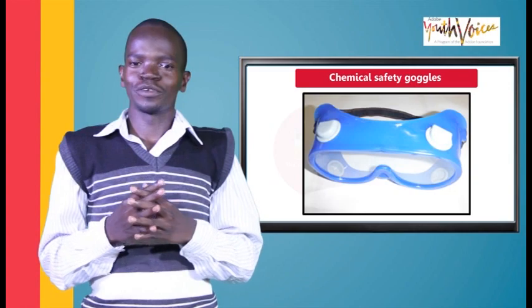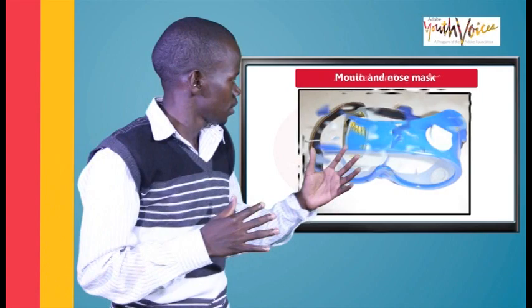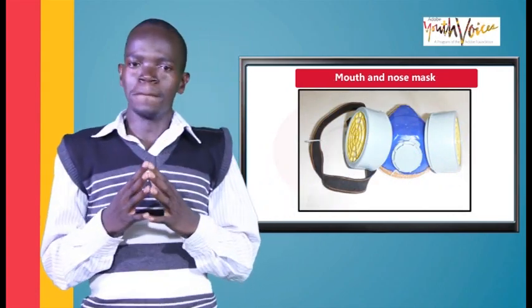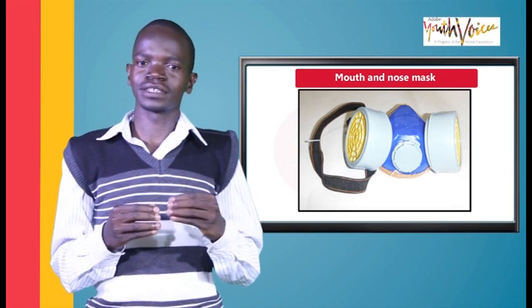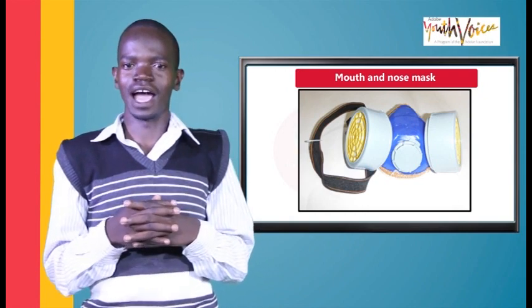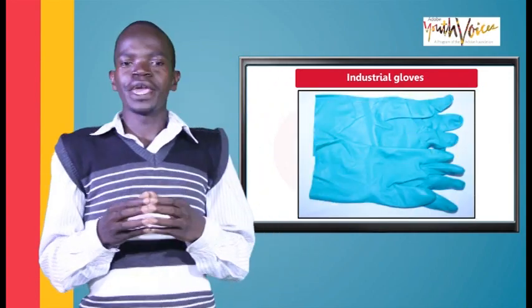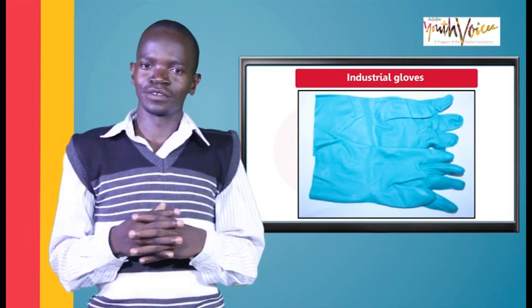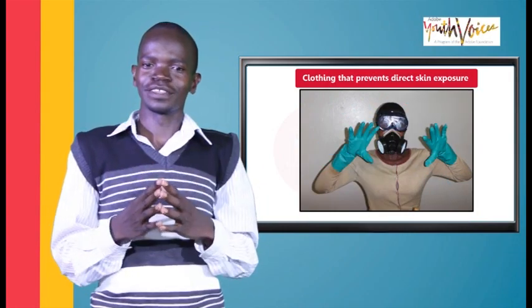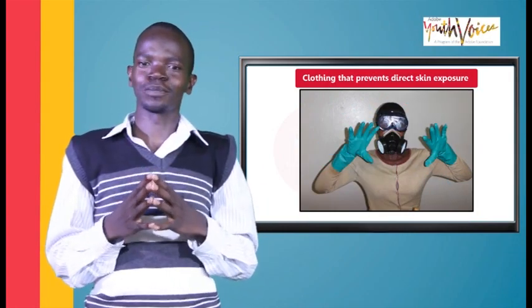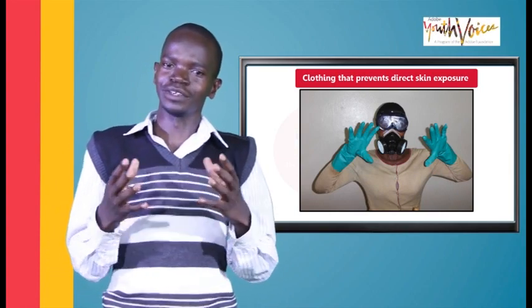Wear chemical safety goggles to avoid damage to the eyes. Wear mouth and nose mask to avoid digestive tract and respiratory tract irritation and damage. Wear industrial gloves to avoid hand exposure, and wear clothing that prevent direct skin exposure in case some of the chemicals splash out during the mixing.